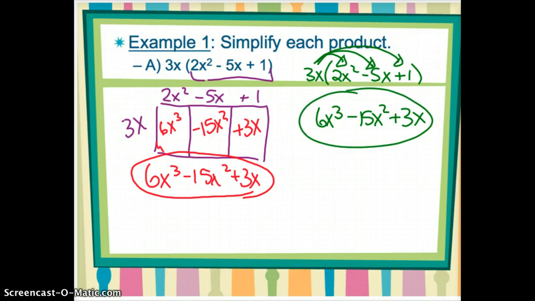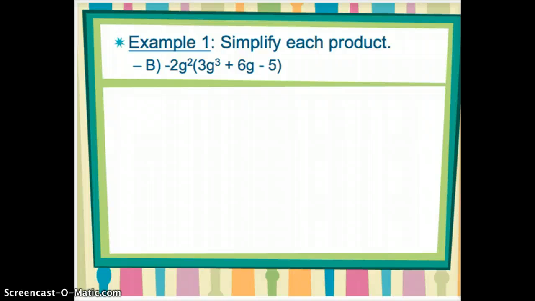All right, I want you to try that one on your own. Negative 2g squared times the quantity 3g cubed plus 6g minus 5. Pause it and then come and check to see if you got what I got. So I'm going to multiply negative 2g squared times 3g cubed. It's going to give me negative 6g to the 5th.